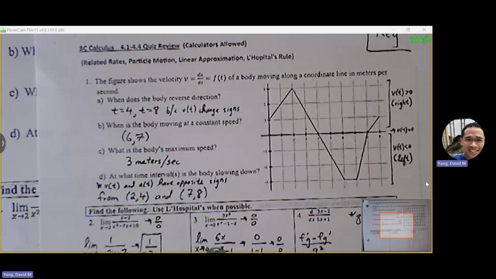All right, so number 2 through 4. 2 and 3 say use L'Hopital's rule when possible. So try 2 and 3, but number 4 is asking about the derivative. So we're not going to do L'Hopital's rule for number 4, right?